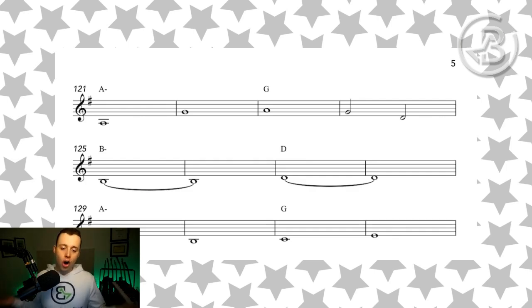So we know there are no E minor chords in this entire song, which means we know pretty much a 99.99 recurring percent chance that this song is not going to be in the key of E minor. It's going to be in the key of G.